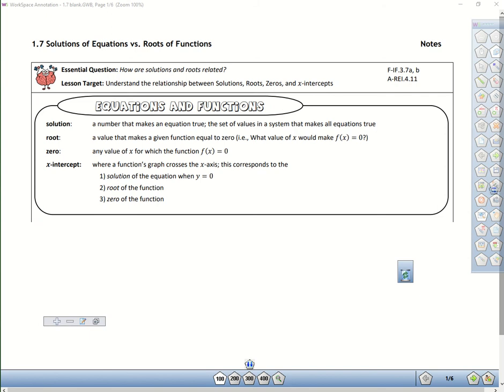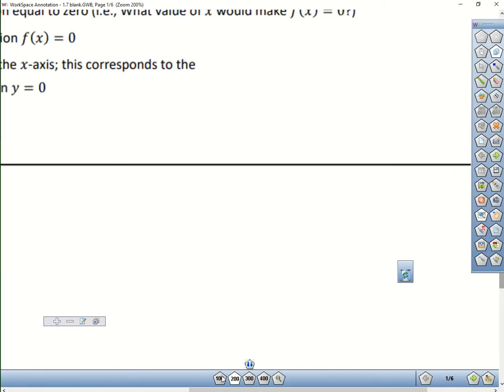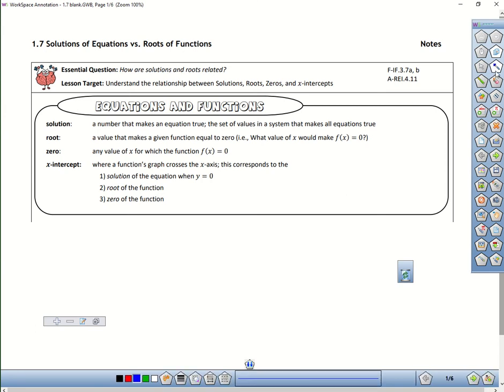1-7 is solutions of equations versus roots of functions. So our essential question today is, how are solutions and roots related? And the lesson target will be to understand the relationship between solutions, roots, zeros, and x-intercepts. Okay?